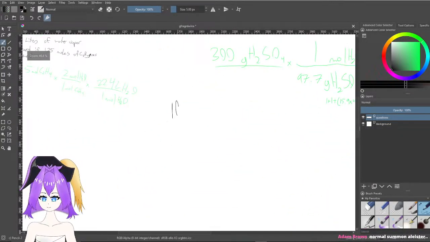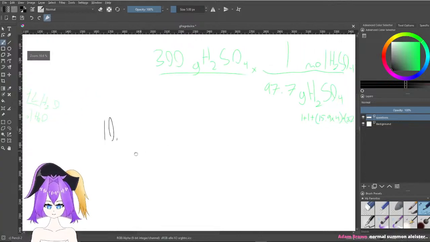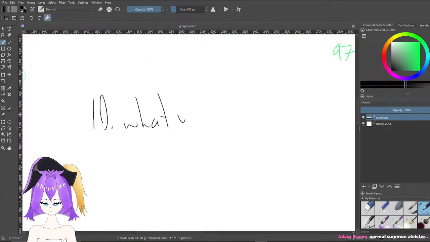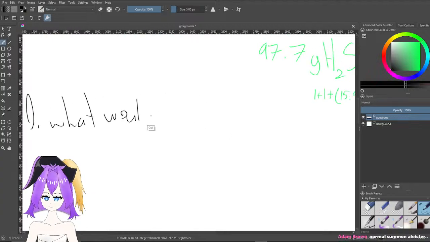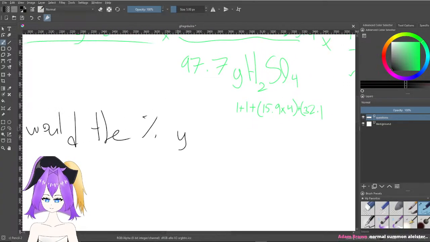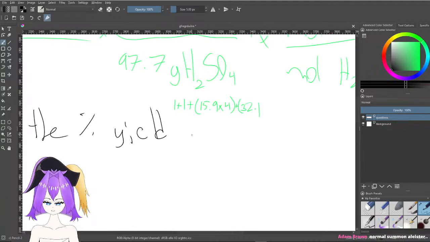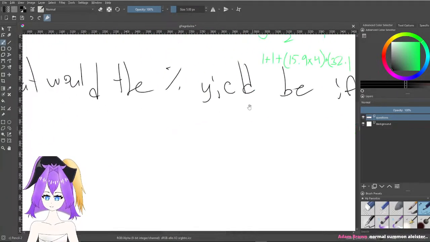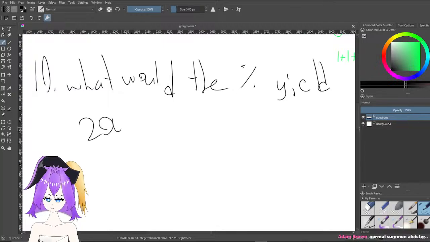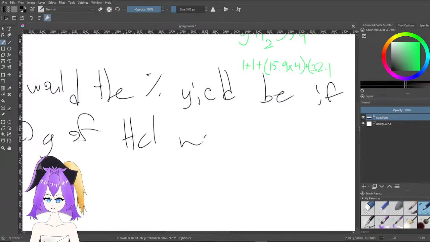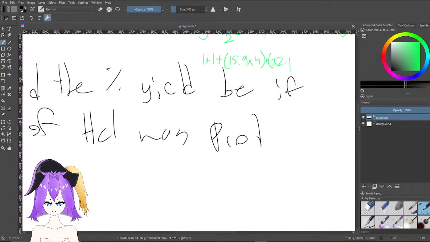So the second half, or just 10. What would the percent yield be if 200 grams of HCl was produced.